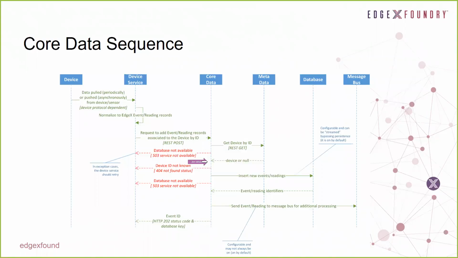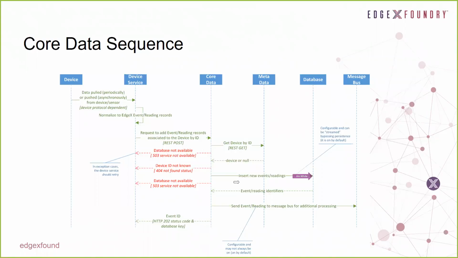Once we've got an indication that the data coming in is valid with regard to some sort of device we know about, it then will insert that data, the event and reading, into our database, which again for us today is Mongo, at least by default, but as I indicated, it could be your database choice. We send back to core data the identifier. In fact, core data will relay that identifier about that event reading onto the caller, in this case, the device service. And at that point, core data will also queue that data up into that message bus.